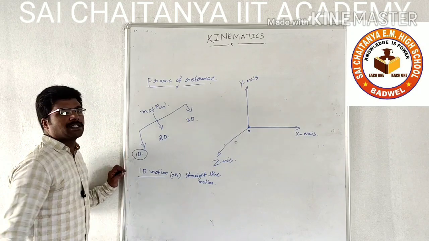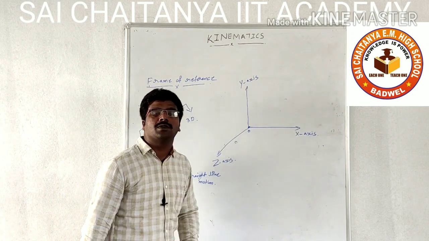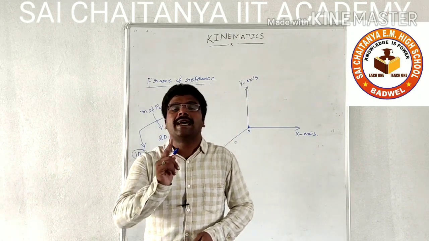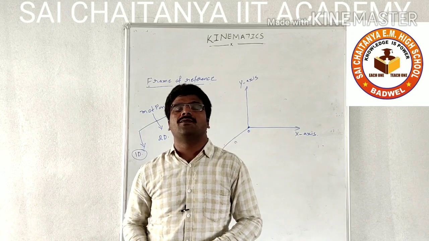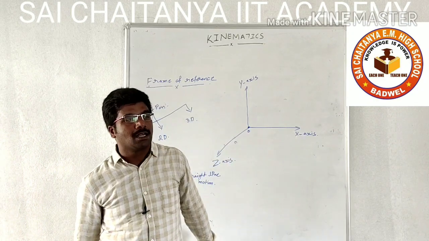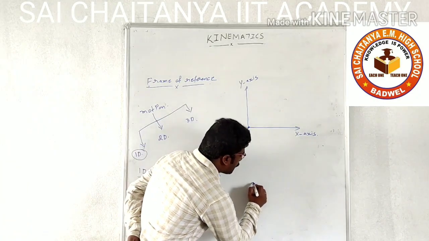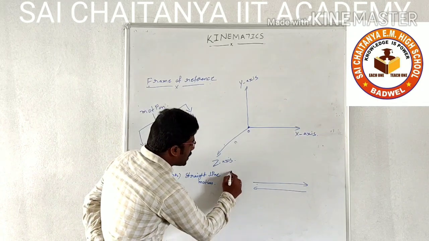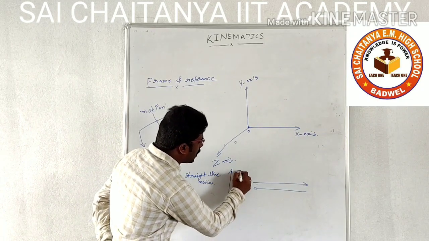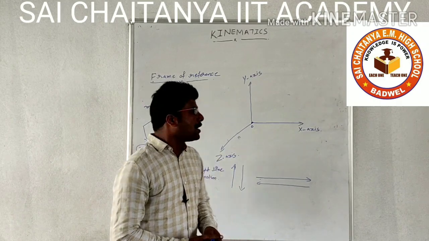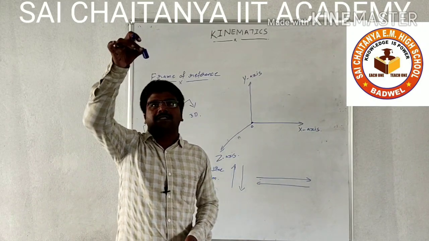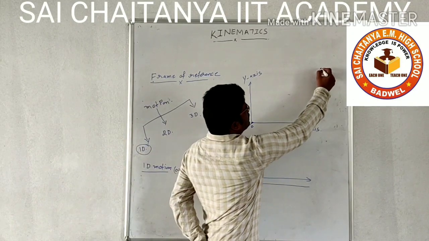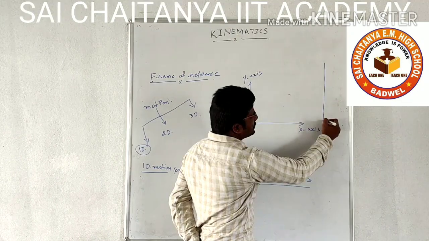So what is one-dimensional motion? Here, one-dimensional motion means the motion of the body is confined to a single direction. That means the body moves from left to right or right to left, or from bottom to top or top to bottom. For example, if you release a cap, it changes its position along the y-axis, in this manner.